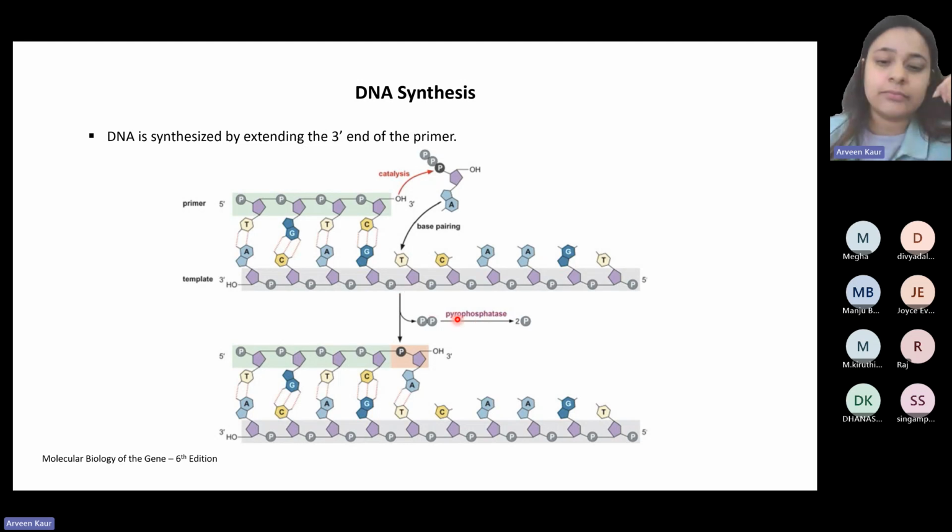Through pyrophosphatase it will then be degraded down to two phosphates, and this single-phosphate-containing deoxyribose sugar will come and join this chain, right? So that is how DNA will eventually be synthesized.